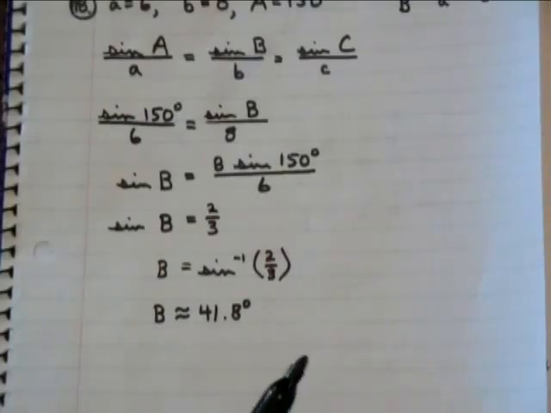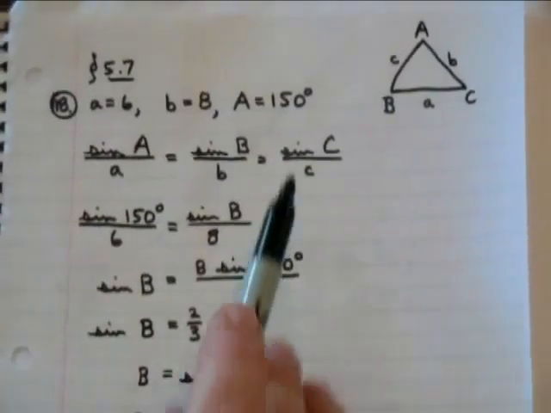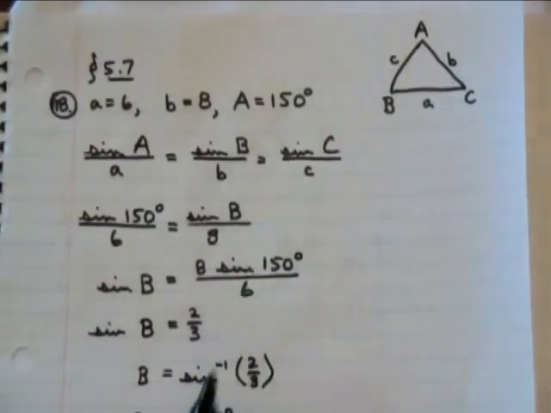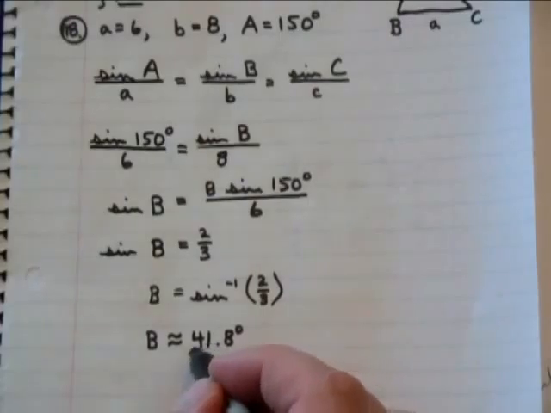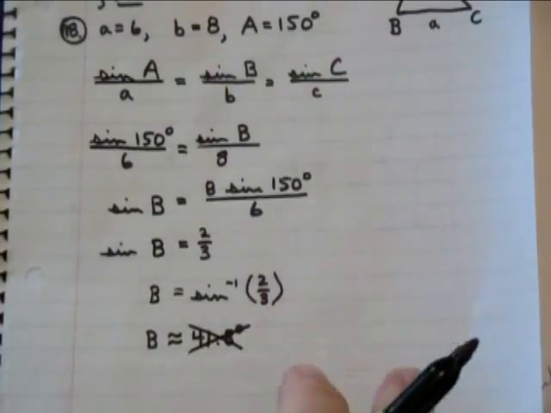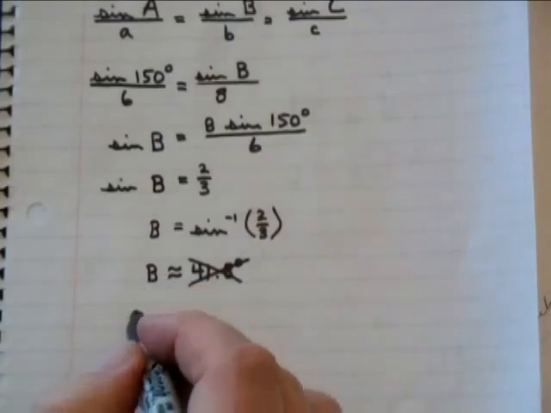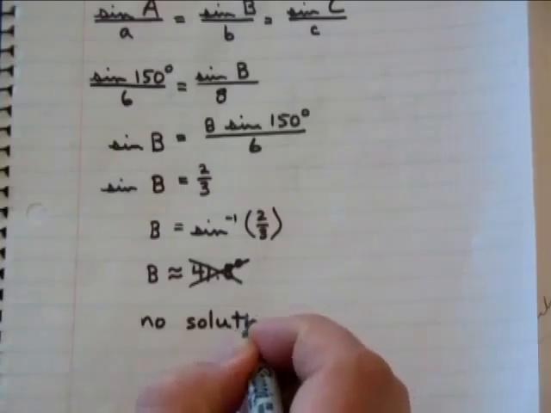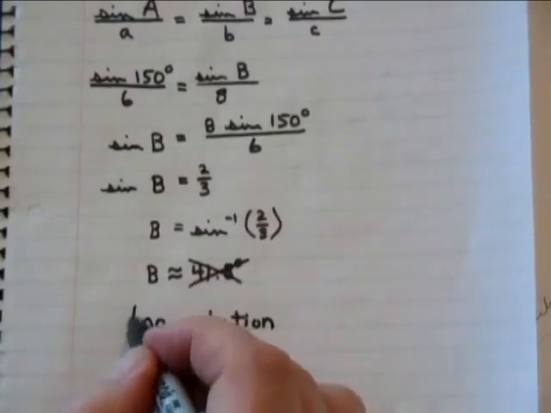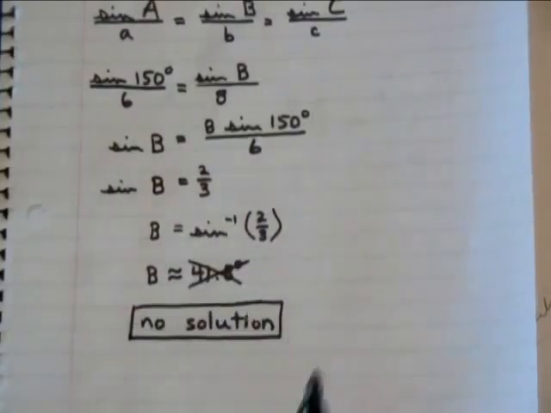However, remember from our given information that angle A is 150 degrees, and now we're finding that angle B is about 42 degrees. And it's impossible for a triangle to have angles that add up to more than 180 degrees, which is what we find in this particular case. So we know then that this is not going to work as a solution to this triangle, and therefore there is no solution. So there are no triangles that are possible with the information that was given to us.